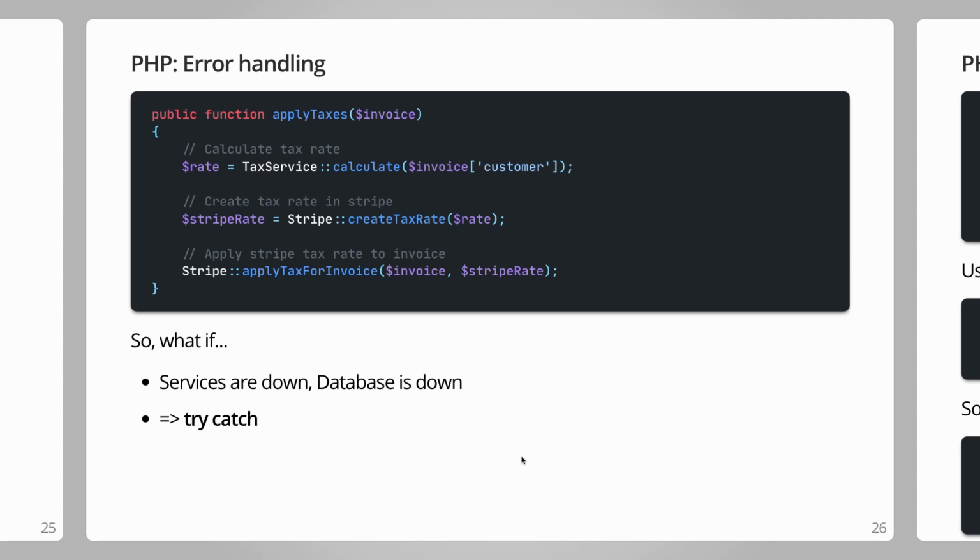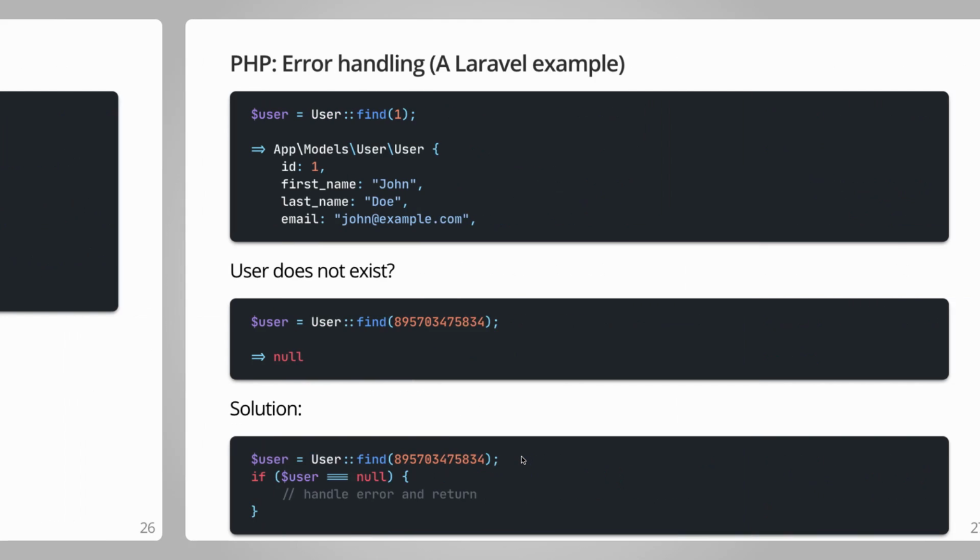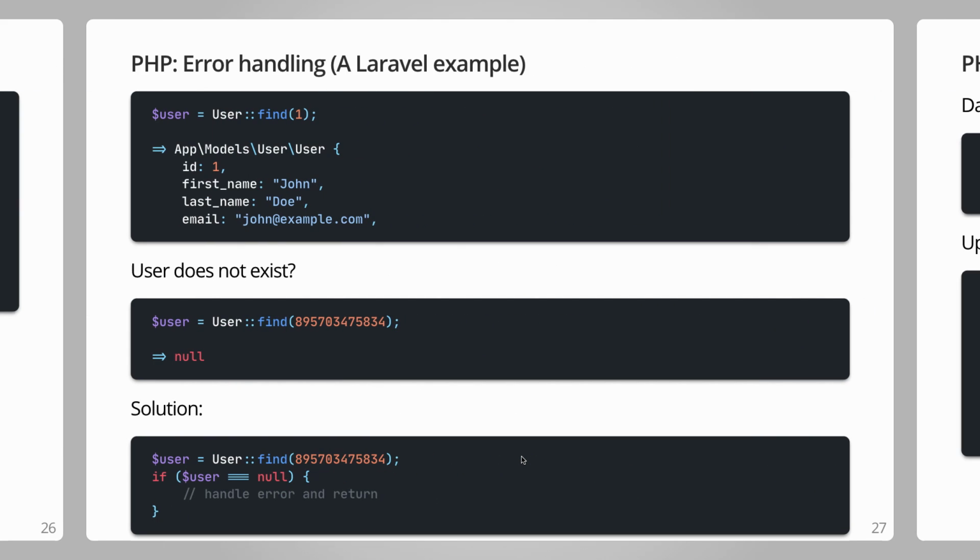But is try and catch really good enough? Well, let's see. So here we have an example from Laravel, where we simply query for a user, and we get what we expect, the user data. However, when the user does not exist, we get null. So the solution goes as follows. We check if the user is null and handle the error.